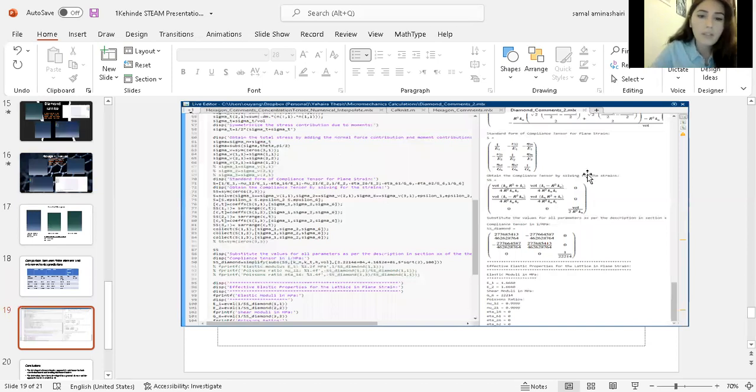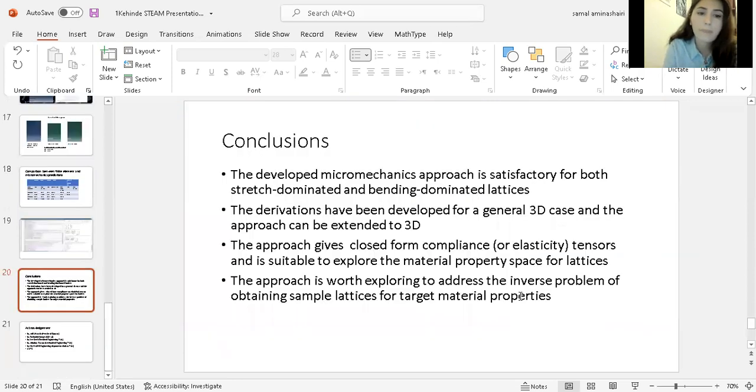This is the main calculation using MATLAB software. As you can see, the 3x3 matrix from obtaining the volume here is RVE, K is the stiffness, and R is the length of each member. The values for all parameters and the compliance tensor are in 1 over megapascal. And here are the effective elastic properties for the lattice in plane strain.